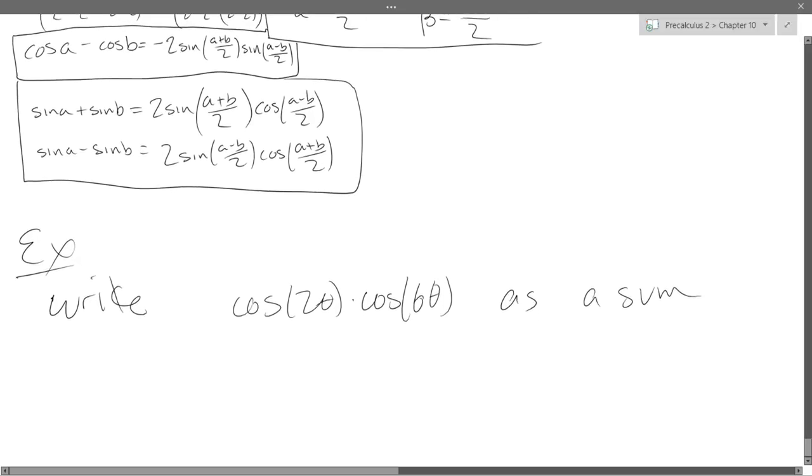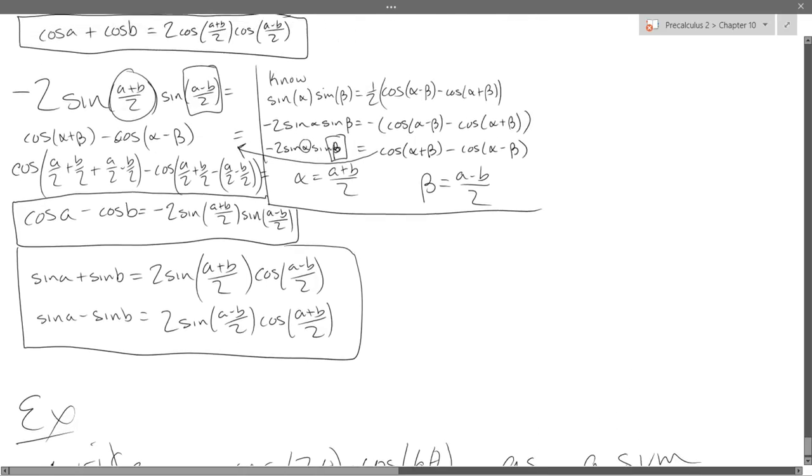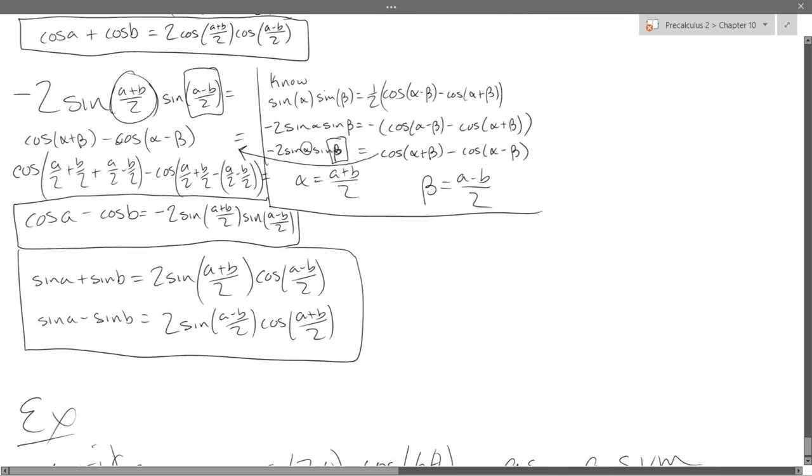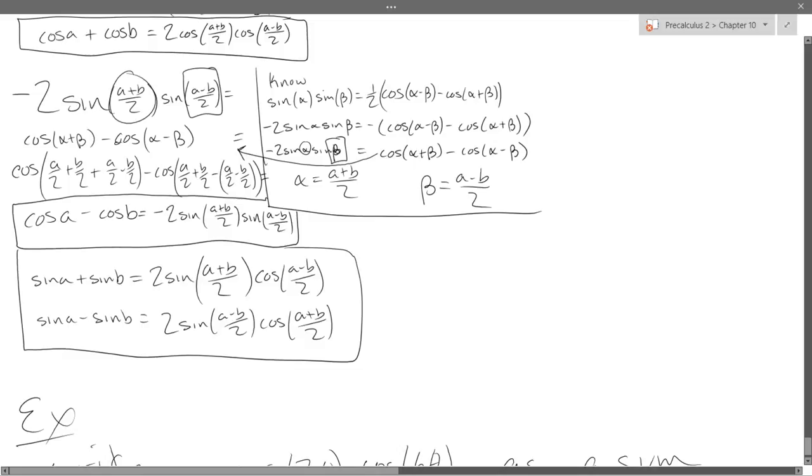So if we go 1, 2, and 3 for first, second, third identity on the board, which identity? I want a cos times cos identity. Those all have sines in them, either sine cos or cosine or sine sine. So we'll use this one right at the top of the board there. So let's rewrite that one. I'll write it down here.